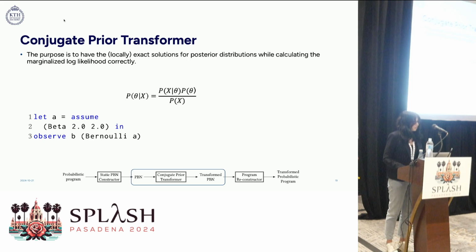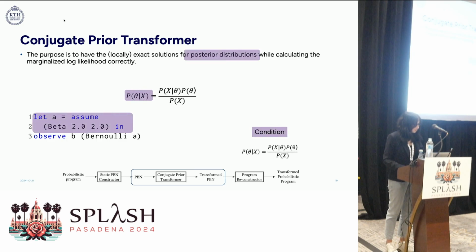So what is this conjugate prior transformer step? Okay, let's say we have a graph. The aim here is to locally find exact solutions for the relations between random variables. So we want to derive the posterior distribution, and in our toy example, it is the probability of heads. For that, we do this conditioning step, and we also want to calculate the marginalized log likelihood to update this observed statement correctly. It is the denominator, so it's called marginalization.